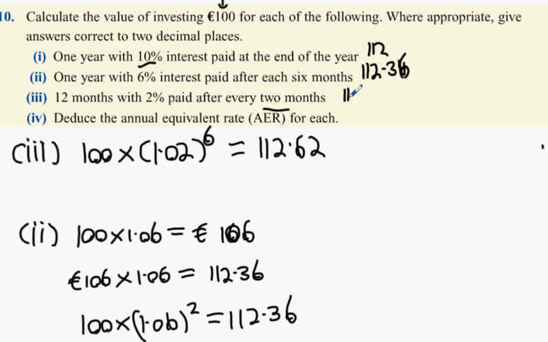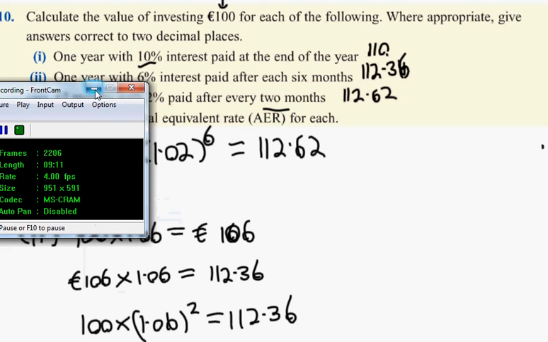And oddly enough, because we're increasing it so frequently, the 2% actually turned out to be the best deal so far. Do you see that? Oh, sorry, 110 at the end of the year. Sorry, my fault. 110. Still follows the same pattern. Okay. So, guys, deduce the annual equivalent rate, AER, for each. The annual equivalent rate.